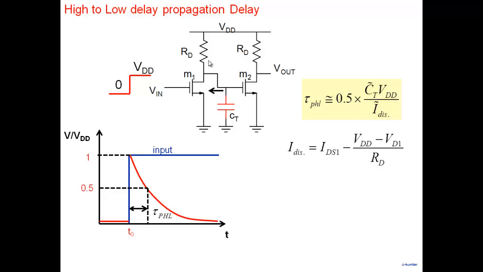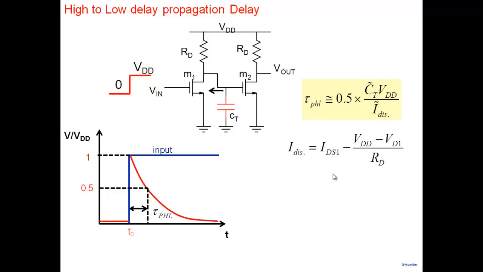The pull down element is a transistor. This is what is going to discharge this particular node. The transistor is supplying IDS1, and what does the resistor do? It takes away a part of this IDS1. So full transistor current is not available to discharge it.